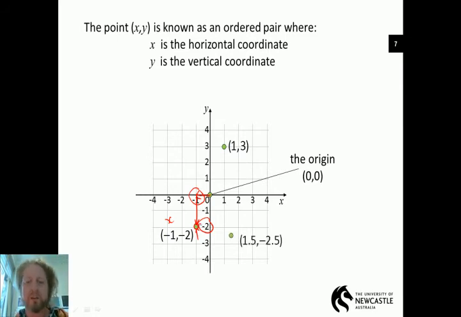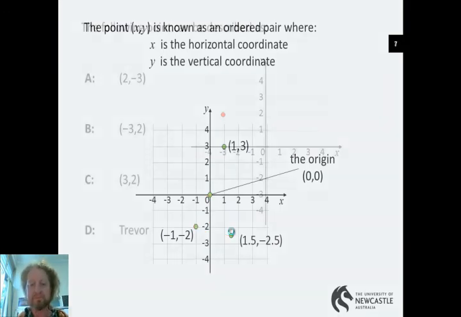There's another point. They don't all have to land slap bang on a whole number. Here's 1.5. Yeah, 1.5's coming down here. -2.5 is halfway between -2 and -3. So yeah, they don't have to be exactly on. They could be surds. We don't need to go there.